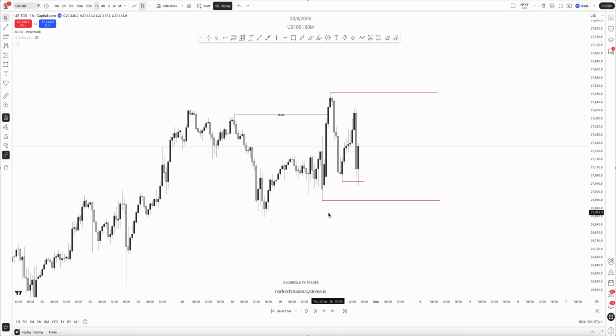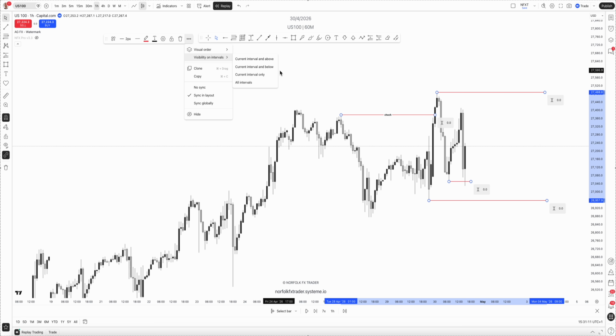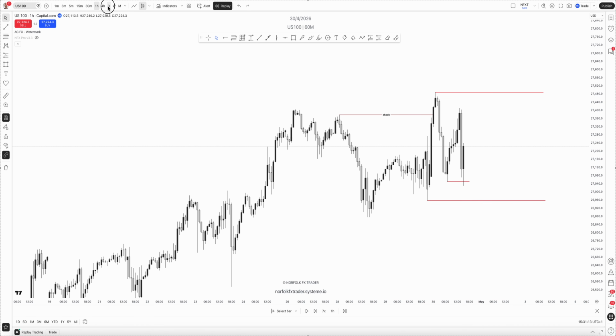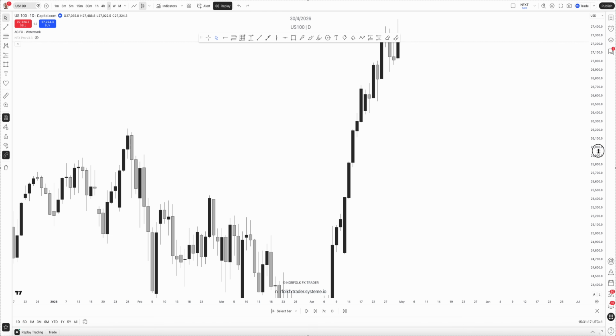Now, before you take this trade or even look at taking a trade like this, you must be using your higher time frame. So let's go to a daily time frame. Let me first map all these onto this one time frame only. Let's jump up to a daily time frame. We now need to study the daily time frame and see what's going on.